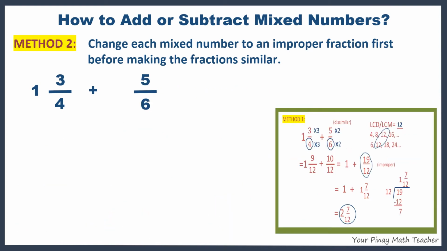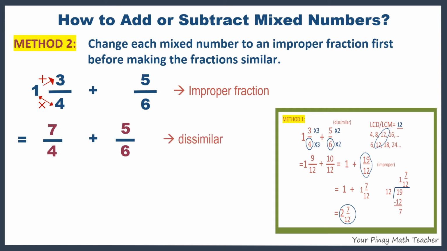Second example, 1 and 3/4 plus 5/6. We change 1 and 3/4 to an improper fraction by multiplying 1 and 4. So we get 4 plus 3. We get 7 over 4 plus 5/6. 5/6 and 7/4 are dissimilar fractions, so we have to make them similar. In our solution on the right, our LCD is 12.